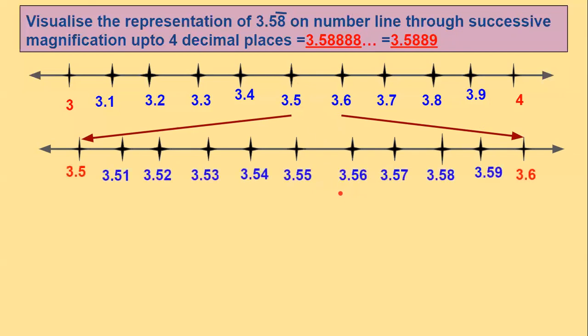10 equal parts. So we have started with 3.5. Observe carefully. 3.5 here, 3.6 here. So after 3.5, these are 10 parts, no? So this is 3.51, 3.52, 3.53, 3.54, 3.55, 6, 7, 8, 9. And when we add 1 to 3.59, it will become 3.6, isn't it?